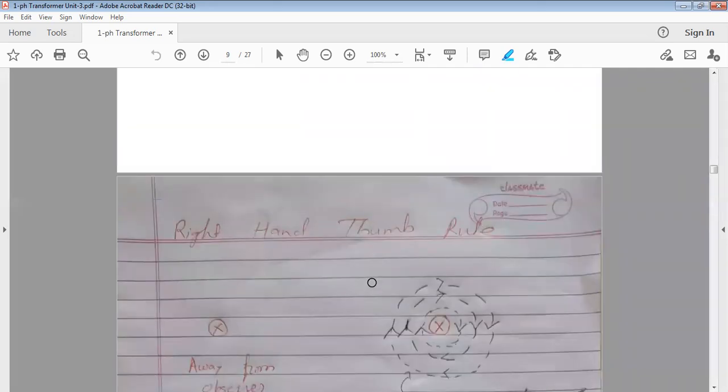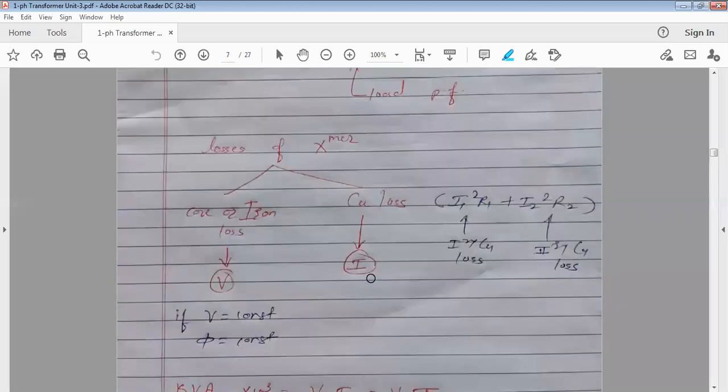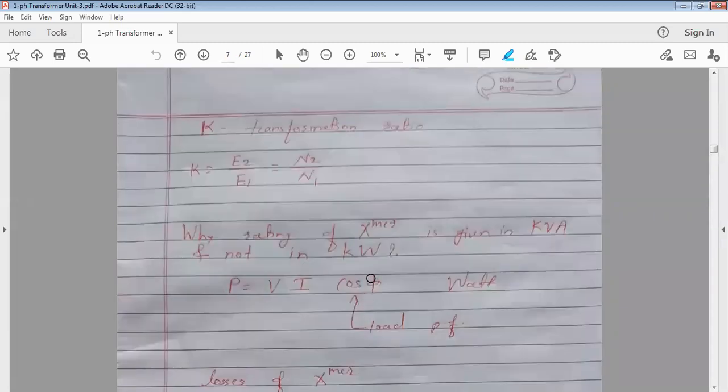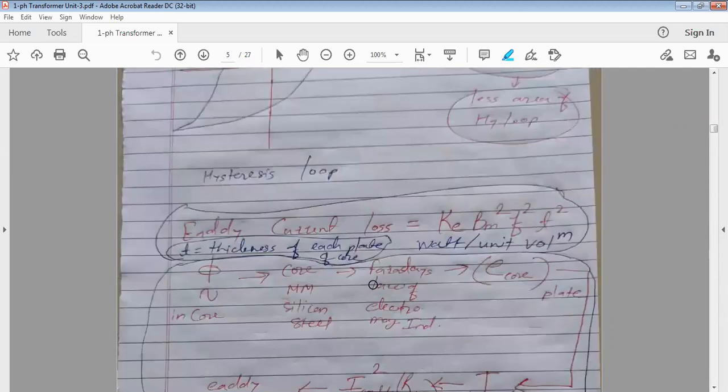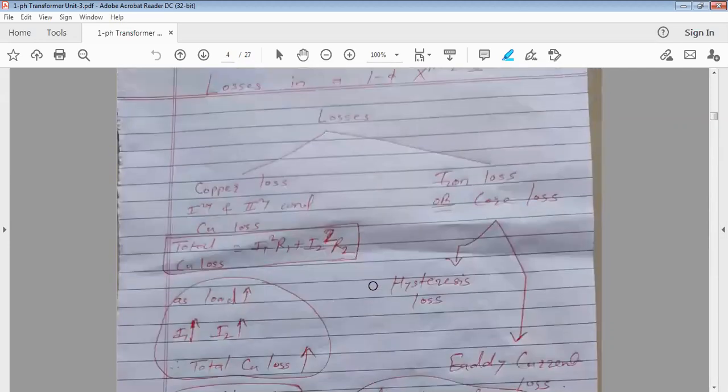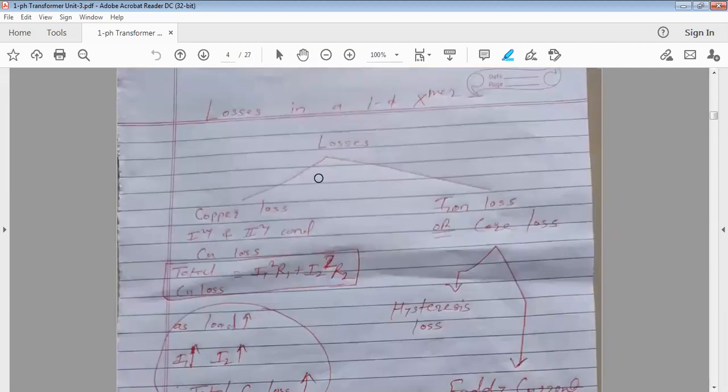Okay, so this is about the kVA rating. Now, one more thing is there. First of all, losses we'll see. Losses of a transformer. Now see, in a transformer, two important parts are there. One is the core, another is the winding. Now windings are made up of what? Primary and secondary windings are made up of what? Copper. Correct, copper. If you pass current through them, copper loss will take place, isn't it?